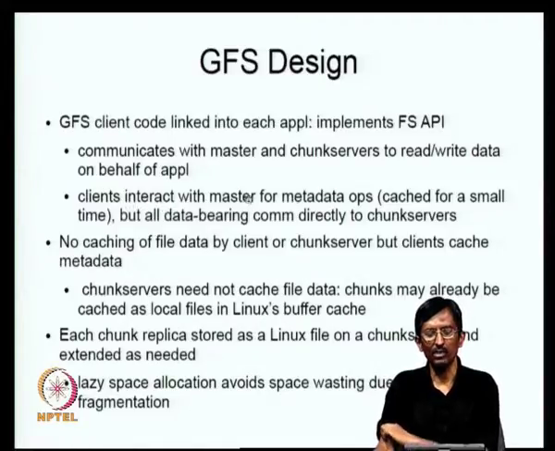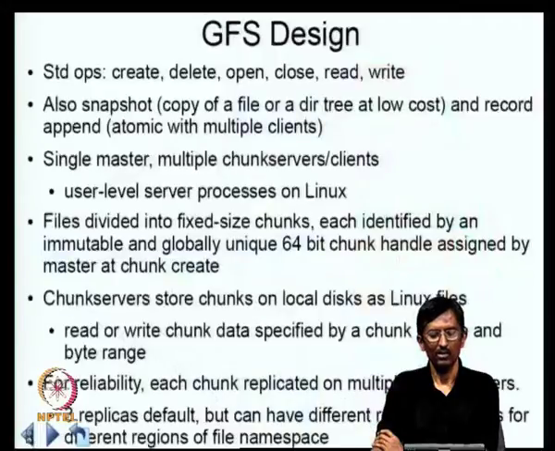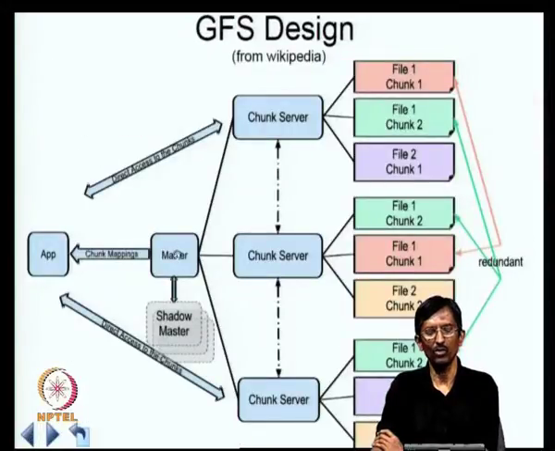So clients interact with master for metadata operations, but all data bearing communication goes directly to chunk servers. The most important thing is that since there's a single server, you don't want all the communication to go through the master. You want to get the metadata from the master, but once you have the metadata, you want to go directly to chunk servers. Otherwise, this will be a single serious bottleneck because there's only a single master, only a single node.